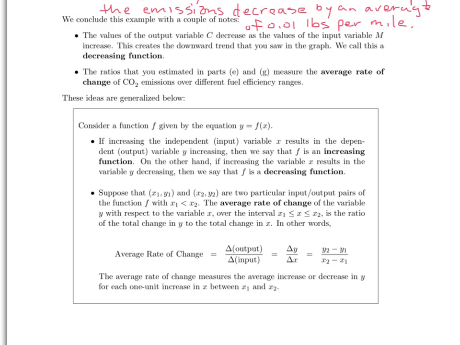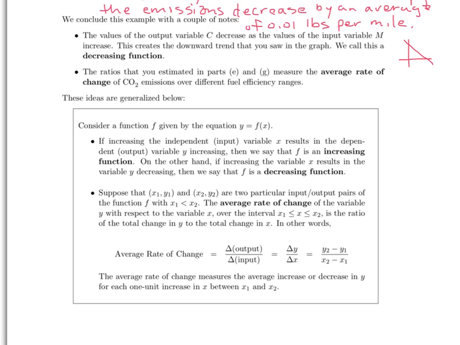First of all, the values of the output variable C decreased as the values of the input variable increased. Now that fact is what caused us to see this downward trend in the graph. We call this kind of a function a decreasing function. So a decreasing function is one that decreases or goes down as you go from left to right.